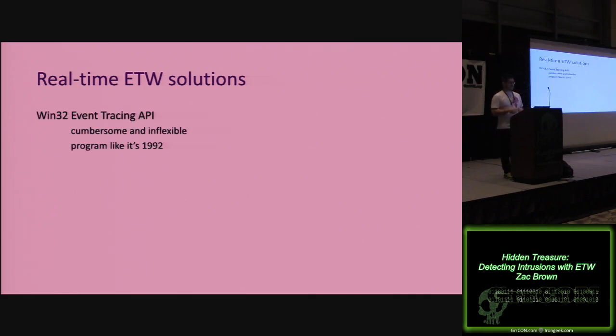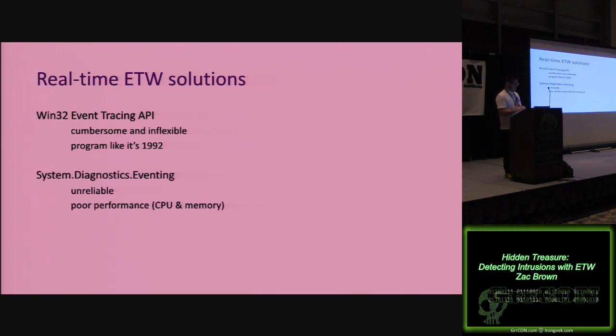Well, you can do Win32, right? It's kind of cumbersome and inflexible if you know how to program in old school C Win32 style. It's programmed like it's 1992, 27 arguments for your functions, etc. There's System.Diagnostics.Eventing. That's available in the base class library of .NET, and it's a reasonable way to start out if you're just playing with the data in a programmatic fashion. But at scale, for us, we found it unreliable and to have poor performance, both CPU and memory, right? It creates an object for every event you get.